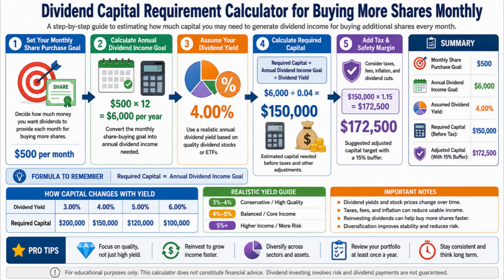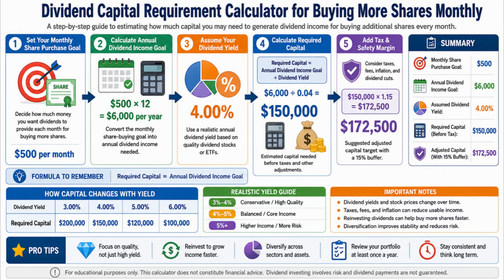Meanwhile, remember that the required capital changes significantly depending on the dividend yield. At a 3% yield, approximately $200,000 would be required. At a 4% yield, the requirement is $150,000. At a 5% yield, around $120,000 may be needed, while a 6% yield would reduce the estimate to approximately $100,000.